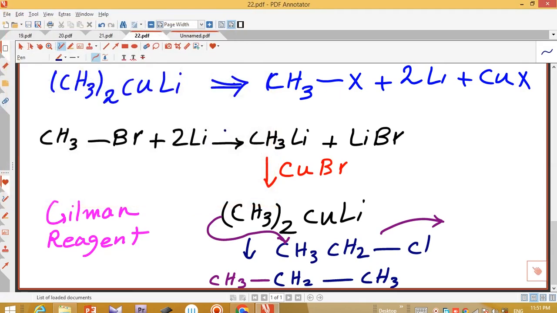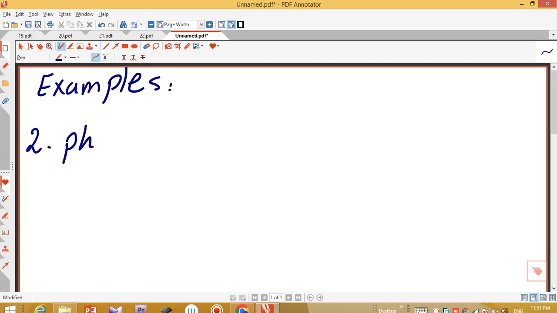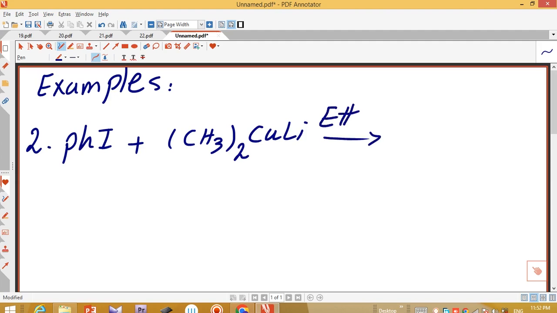My friends, do you remember the second condition of Gilman reagent? I told you that aromatic halide can also react with, for example, Gilman reagents. So we can have phenyl iodide as R prime X here. So again, this is the question. Phenyl iodide has been reacted with dimethyl copper lithium in ether as an aprotic solvent. So what is the product of this reaction? Please write it down on your paper.